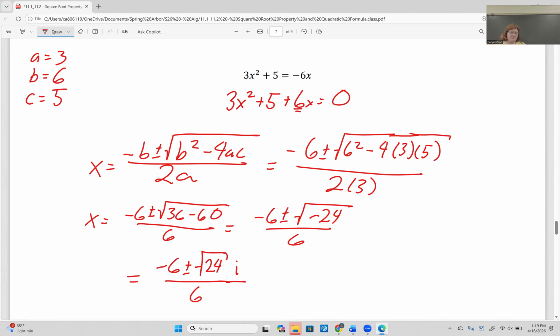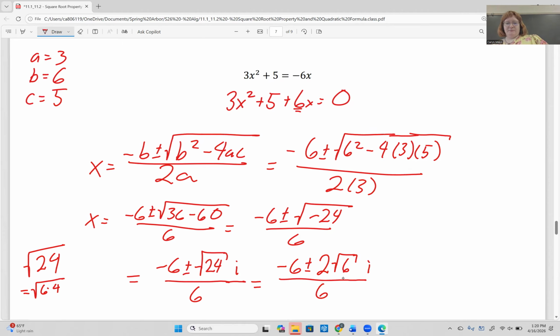Anything else we can simplify? We can divide by 6, but we start with something else. We will divide by 6 eventually. We want to simplify that square root of 24, that way we're not dividing by 6 multiple times. So how does the square root of 24 simplify down? What are some factors of 24? 6 and 4. Can I take the square root of either of those? 4. So this is plus or minus 2 square root 6 i, all over 6.